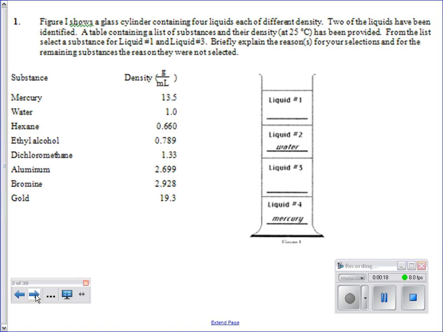So looking at this problem, we are talking about density, and we're looking at the density of 4 different liquids in a graduated cylinder. And notice how the liquids are one on top of the other, okay? So we have to identify from the list of known substances what the identity of liquid 1 and 3 are. So let's start with liquid 1. We're going to have 2 options for liquid 1. Can anyone tell me what those 2 possibilities are?